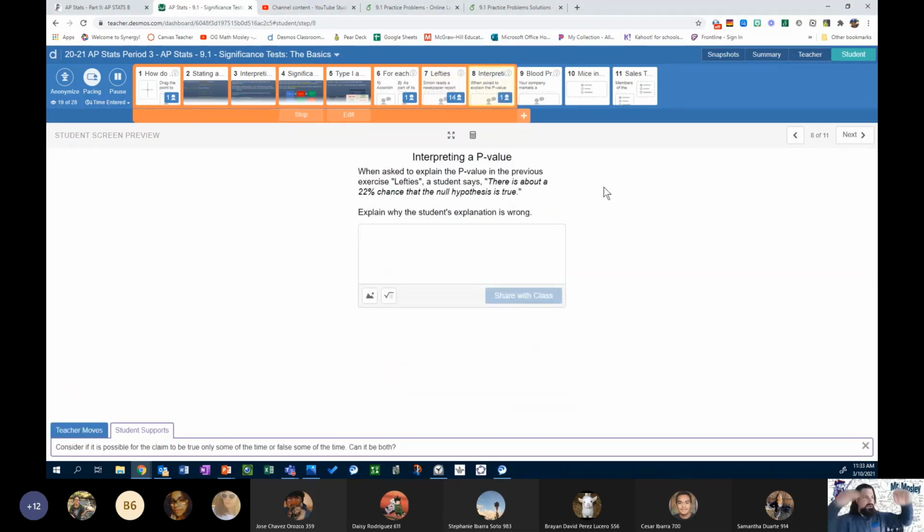And in this case, now we are interpreting our p-value. However, we're trying to decide what is wrong with the student's explanation. When asked to explain the p-value in the previous exercise, lefties, a student says there is about a 22% chance that the null hypothesis is true. Explain why the student's explanation is wrong. Why is this not an appropriate explanation?